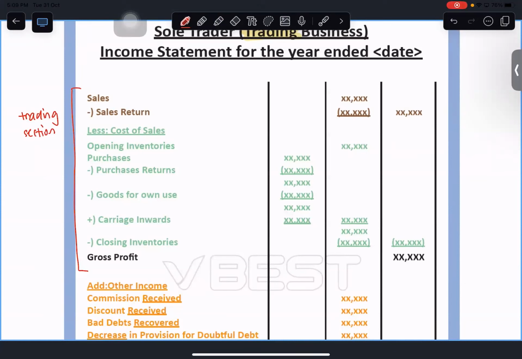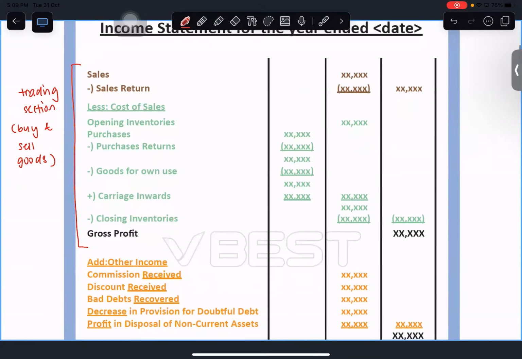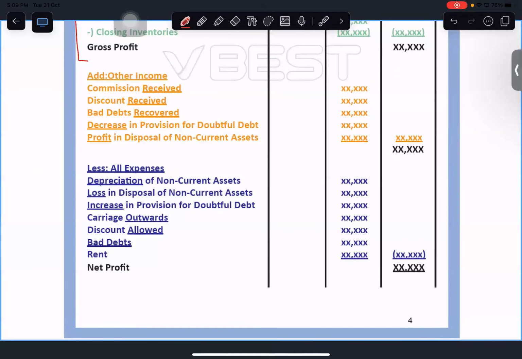Okay, this one we call trading sections. Only when you buy goods or sell goods, you have this one. Okay, only when you buy or sell goods. So then the bottom part later is the same.